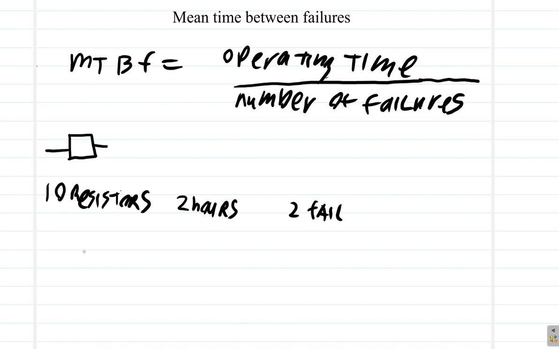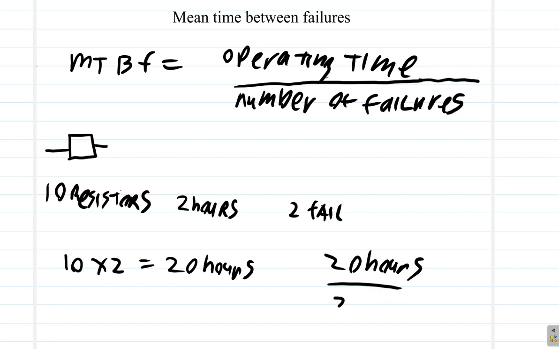So guess what? You're going to say 10 resistors multiplied by 2 hours. The operating time is a total of 20 hours. So 20 hours divided by 2 failures is going to be 10 hours. The mean time between failure is 10 hours. So you expect each of them to last for 10 hours, because you had 10 of them being tested for 2 hours and only 2 failed. Alright?